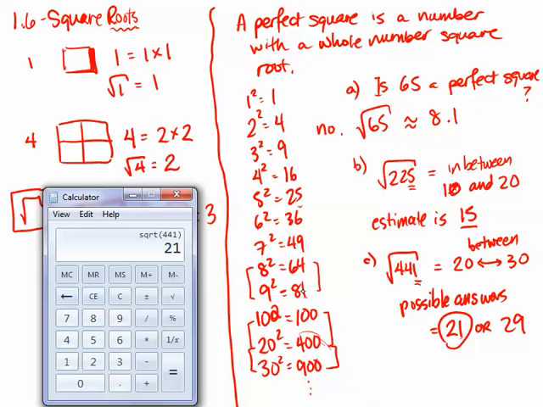Or if it's a 1, it could either be 1 squared or 9 squared. And if it ends in a 4, then it could be 2 squared or 8 squared. If it ends in a 9, it could be 3 squared or 7 squared. Or if it ends in a 6, it could be 4 squared or 6 squared.